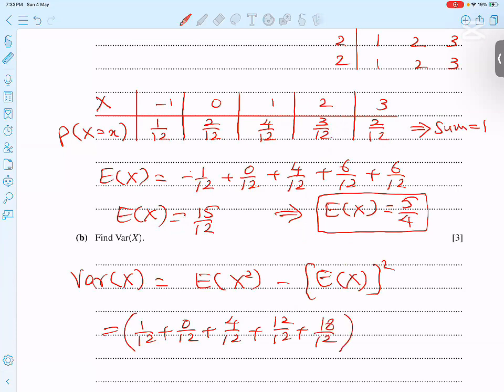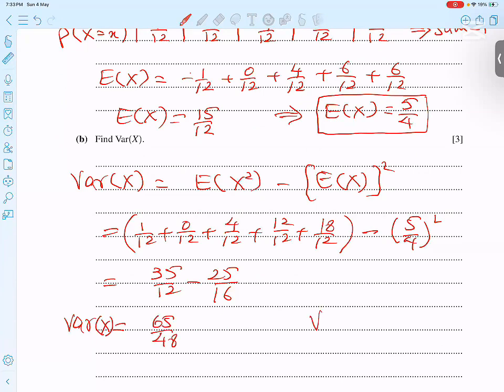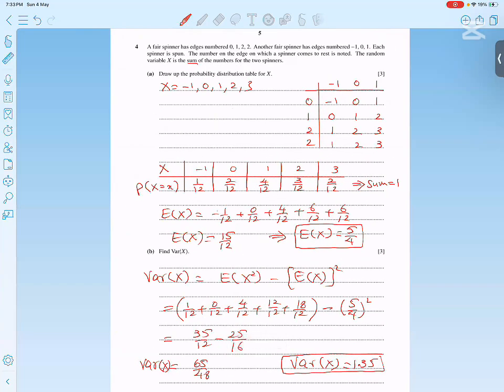This is our first part. And minus 5 upon 4 to power 2. So 18, 12, 30, 34, 35. So I'm getting 35 over 12 and minus 25 over 16. So if I check in the calculator, finally I got a variance value of x coming in fraction form. If I take it, I get a 65 over 48. Or I can write it in decimal, no problem at all. And the answer comes to 1.35. So I hope the concept of the whole question is clear to you.